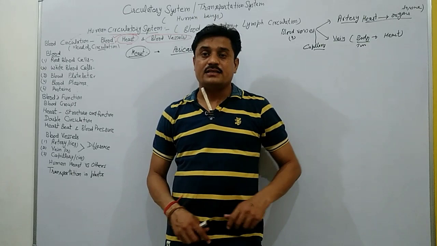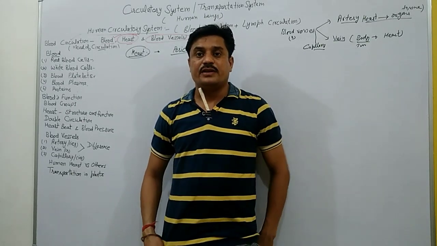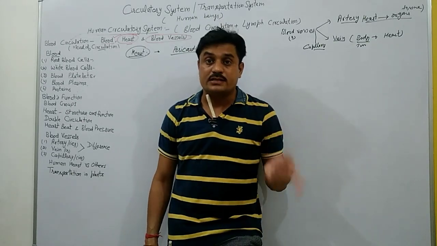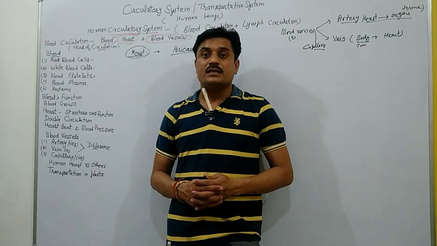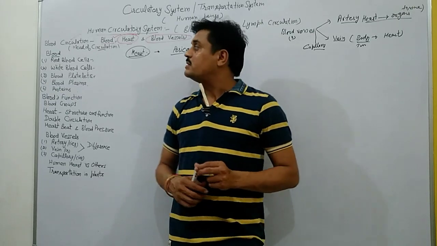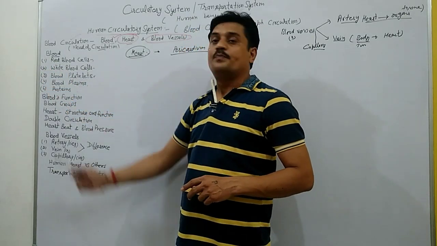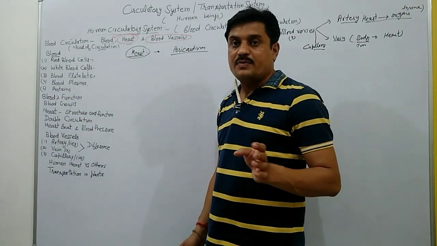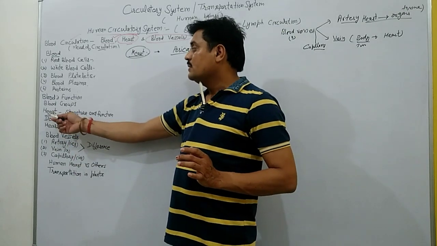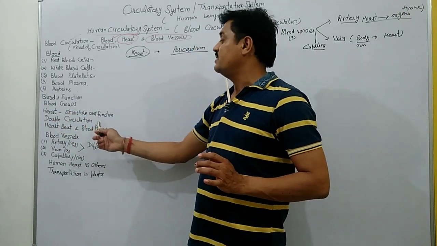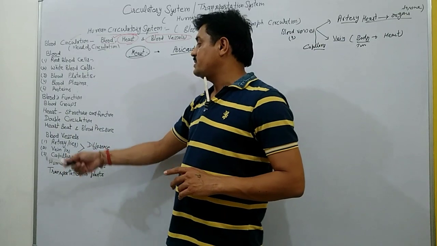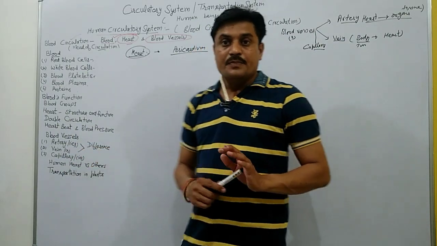Welcome back, students. It is the second part of the video, circulatory system of human beings. In the first video, we have discussed the human blood, its composition, its function, and group. Now, in this second part of this video, we will discuss the human heart, its structure and function, and double circulatory system, and these are listed here.